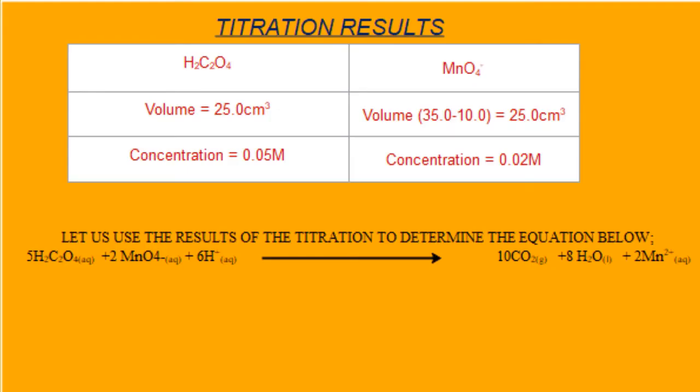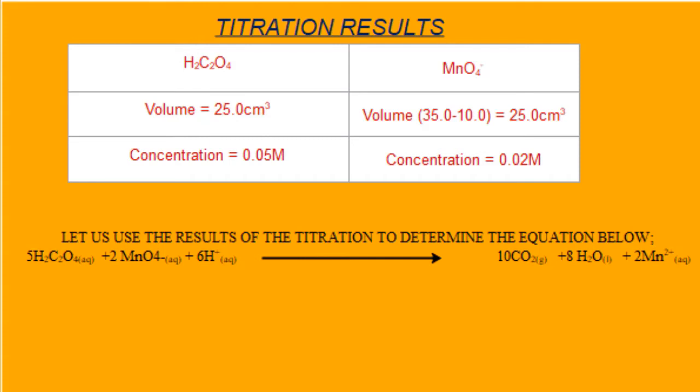Therefore, our titer value is 35.0 minus 10.0. We get 25.0 centimeters cubed as our titer value. Thank you for listening to me, and thank you for watching my titration.